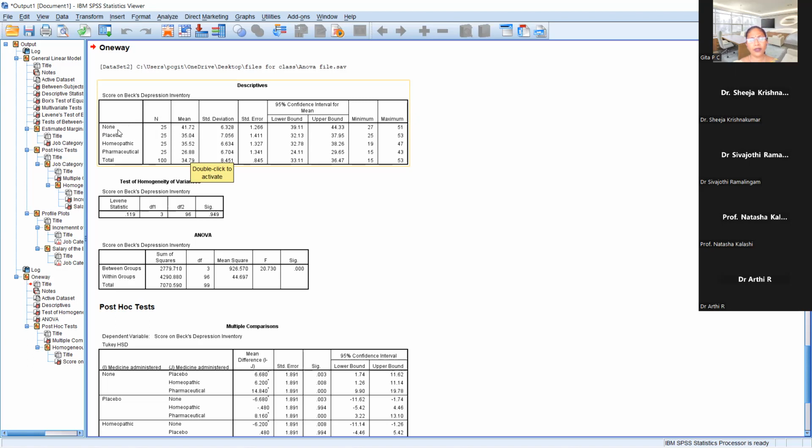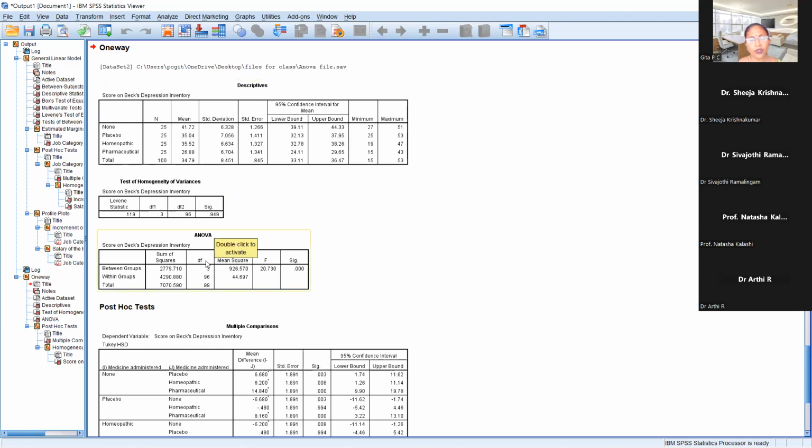Among the patients who are not undergoing any treatment, the depression score is 41.72. For those who are taking placebo, it is 35. For those taking homeopathy, it is 35. For those taking pharmaceutical treatment, it is 26. So you find that different groups of the population have different mean scores. Now we cannot conclude just by looking at the mean score. We also have to see the ANOVA table to conclude.